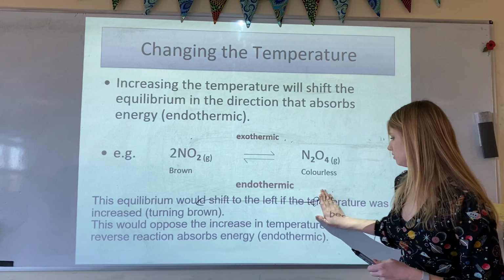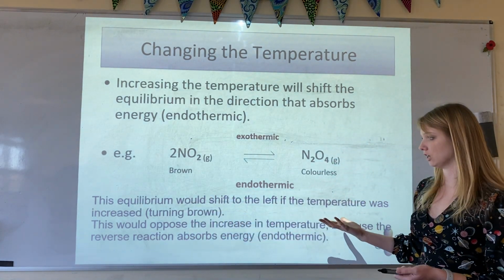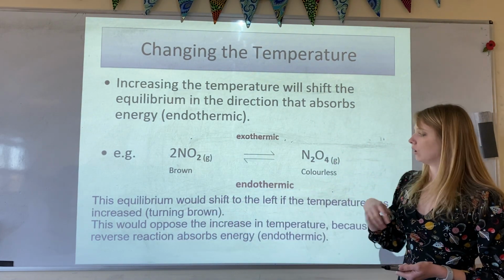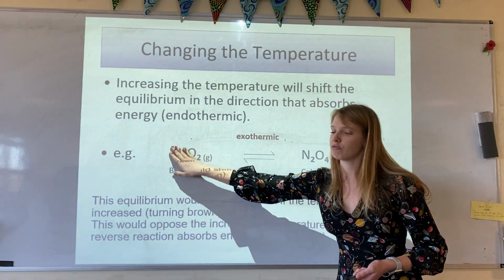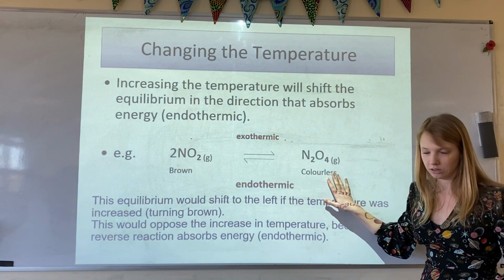And we can apply that to the same example that we had earlier. So in this case, again, if we're favouring the endothermic reaction, we're going to make more of our brown gas and less of our colourless gas.